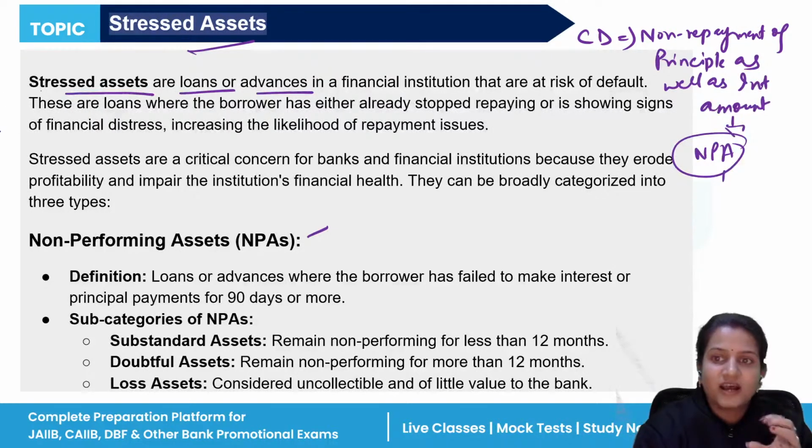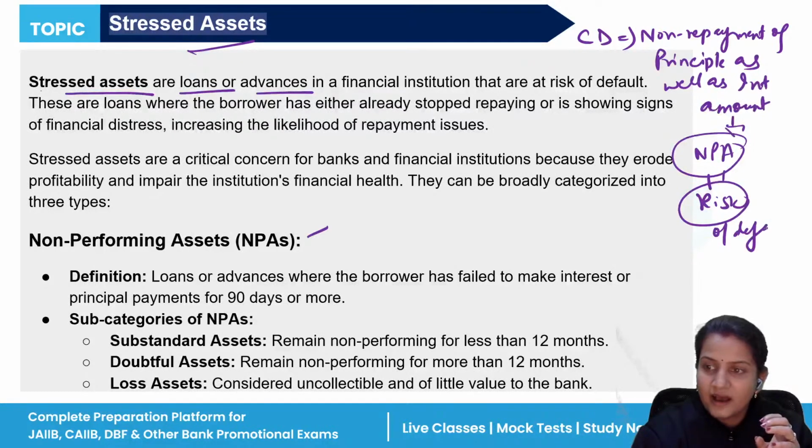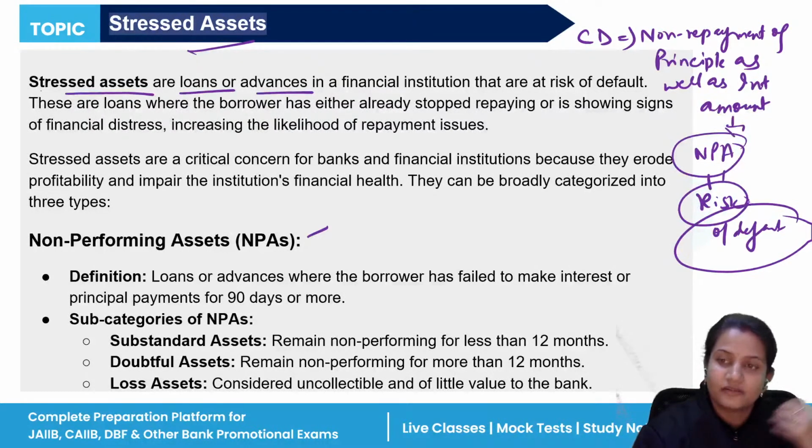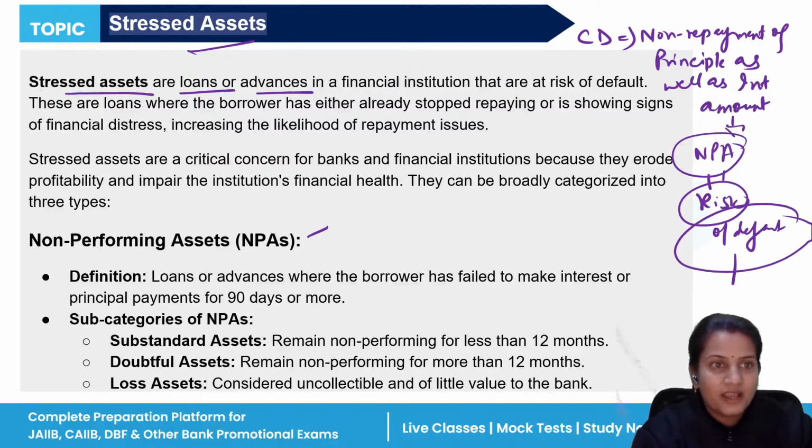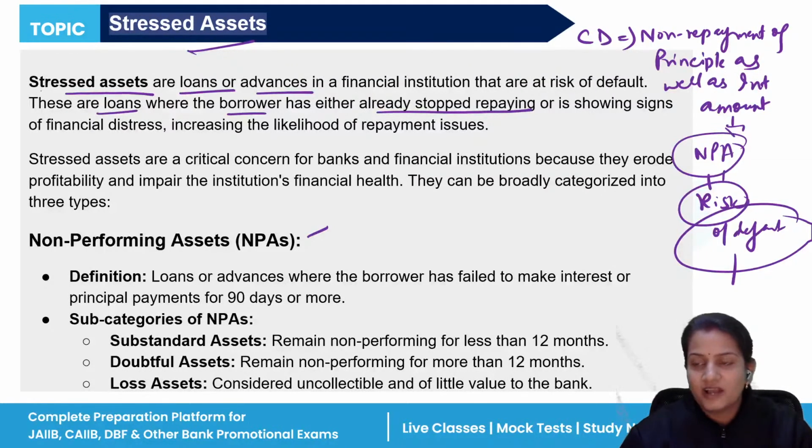So stressed assets are those assets that are at risk. Risk of what? Default. Means there are chances that already the default has been made, or there are chances that there might be a default in a coming scenario. So when there are chances of a default happening or it has occurred, that is known as stressed assets. So these are loans where the borrower has either already stopped repaying or is showing a sign of non-repayment due to any kind of issues.